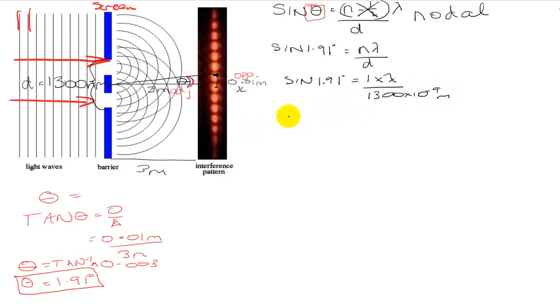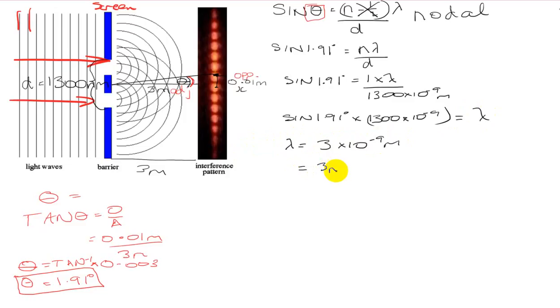We can rearrange that formula. We say, well, sine of theta, or sine of 1.91 degrees, multiplied by 1300 by 10 to the minus 9 equals 1 times lambda, which is lambda. And if I calculate all of that out and multiply it out, then the wavelength of light in this case is actually 3 by 10 to the minus 9 meters, which is 3 nanometers.